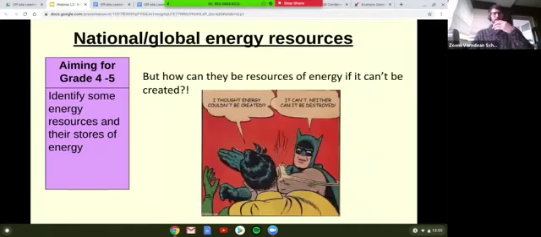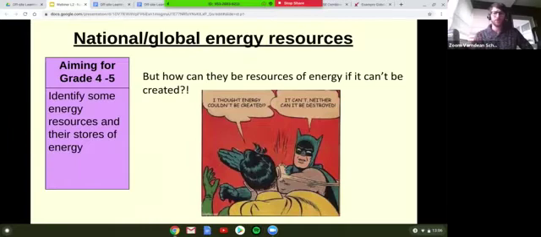So let's just bring it back to what we learned in our webinar last week, where we were talking about the law of conservation of energy. So energy resources, people often get confused with this, saying that, well, if energy can't be created or destroyed, how come we've got energy resources which give us lots of energy?